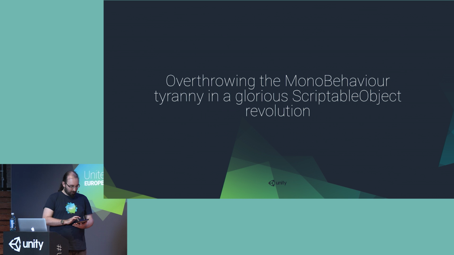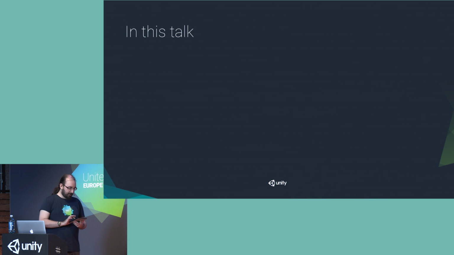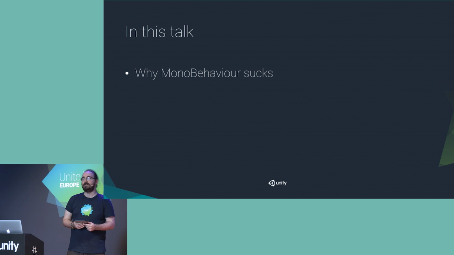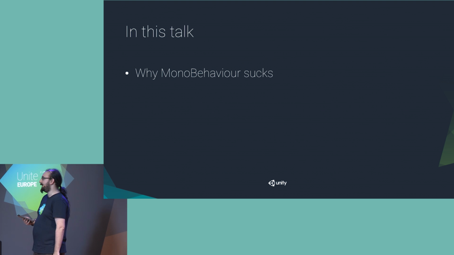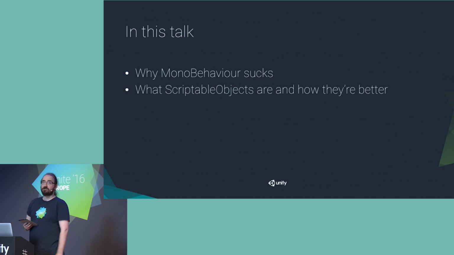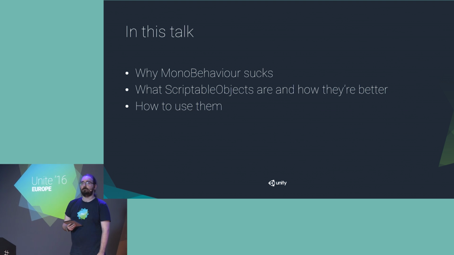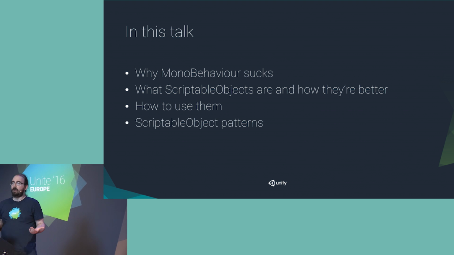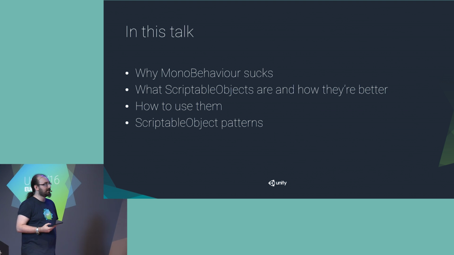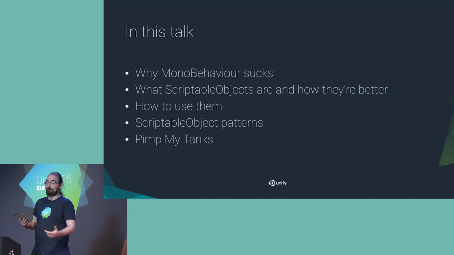So, overthrowing the Monobehavior tyranny in a glorious Scriptable Object revolution. What am I going to talk about exactly? Firstly, I'm going to talk about why Monobehavior sucks, why it is horrible, why it causes us endless pain day in, day out. I'm going to talk about what Scriptable Objects are and why they are better. I'm going to talk about how to use them, because I would be kind of a tease if I didn't. I'm going to talk about some patterns that you might use Scriptable Objects to create. And lastly, I'm going to show you Pimp my tanks, which will make sense when we get there.